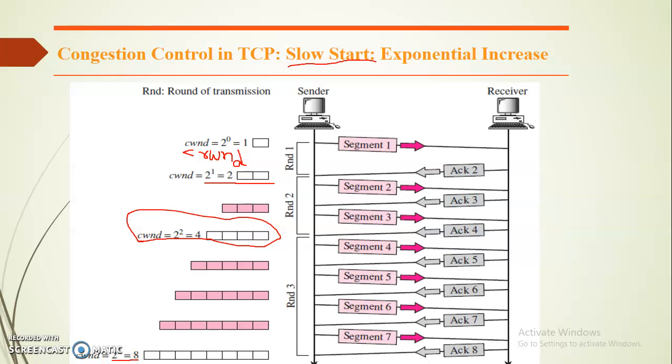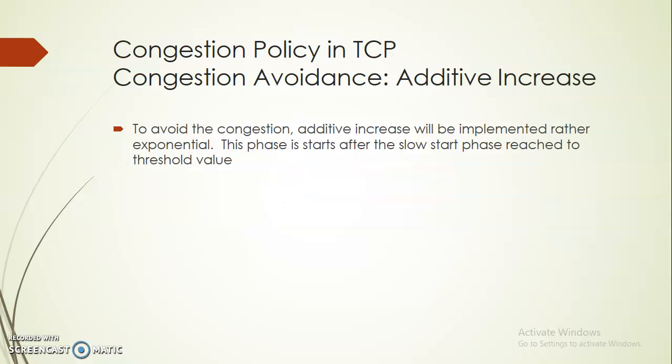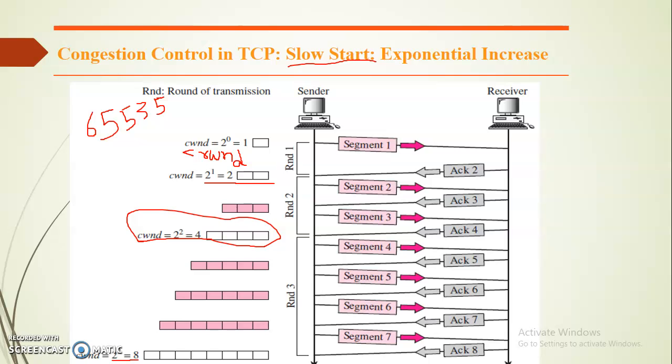As soon as we are sending the data, there will be a threshold value. I already discussed the threshold value. What is the threshold value? It is the value after which congestion may occur. So what is the value? 65,535. How do we determine this value? This value is determined by the window size. We have already discussed that in TCP. That is our window size, that is our threshold value.